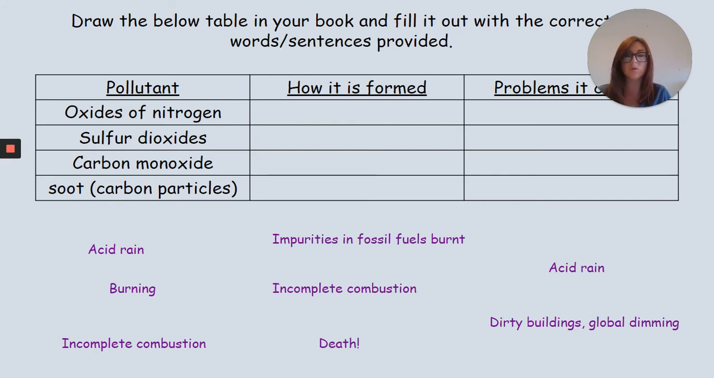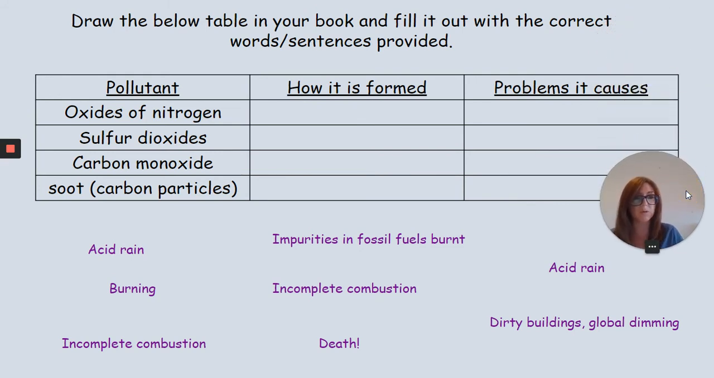I'd like you to draw the table below in your books. With this one, you're going to write down the pollutant. So we've got oxides of nitrogen, sulfur dioxides, carbon monoxide, which we talked about briefly, and carbon particles, which we've also talked about briefly. So you're going to write down how this is formed and problems that it causes. And can you see you've also got some words and sentences which you need to fill out the table with, please. Okay, so can you draw that in your book and fill it out? Pause the video and then we'll go through the answers.